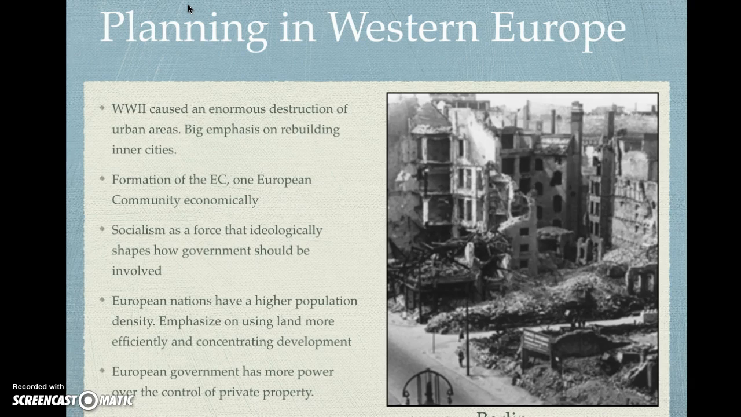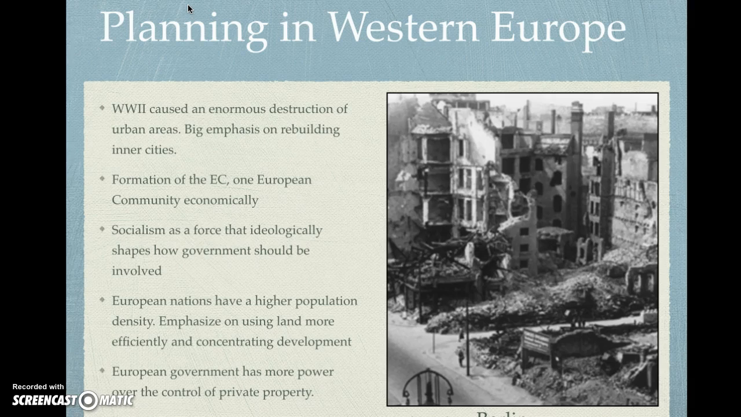Think about it politically. When we've been talking about America, it's very much a capitalist society. Our urban planning, our economic development, all of what we do is really within the framework of capitalism. So in Europe, you've got some socialism, right? And this is not just political, but this is an ideology. It's a force that ideologically shapes how government should be involved. And we talk about that a lot in public policy and urban studies: should government be involved in our lives and how should they be involved?